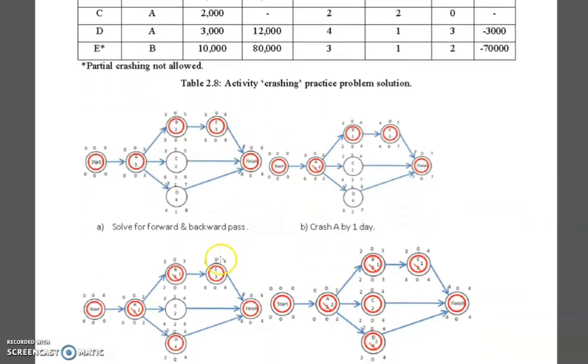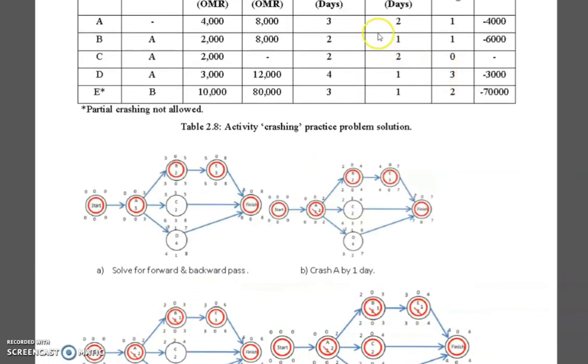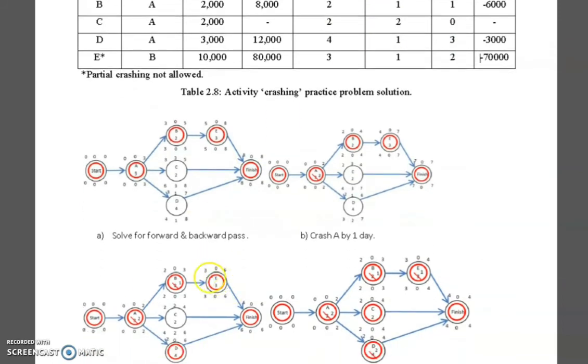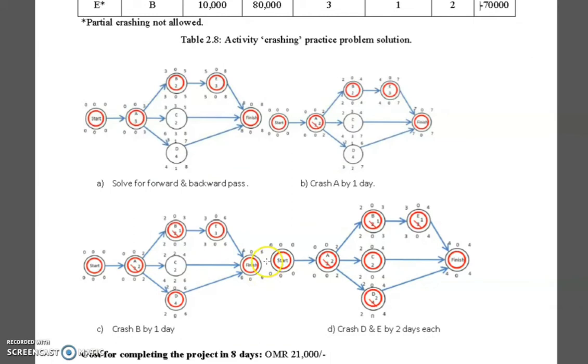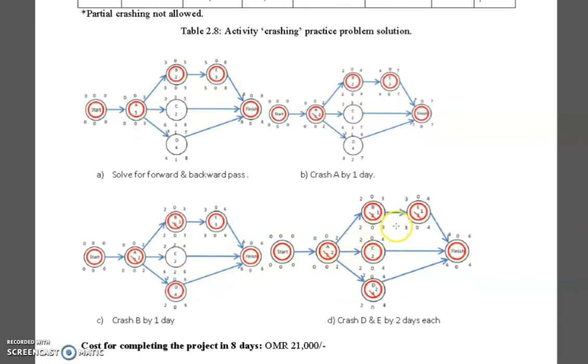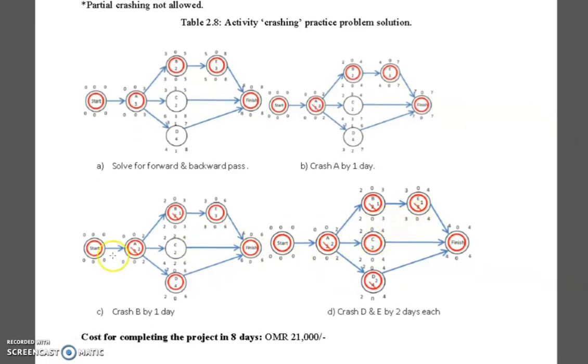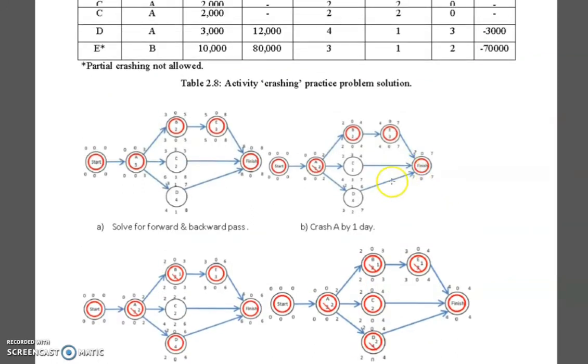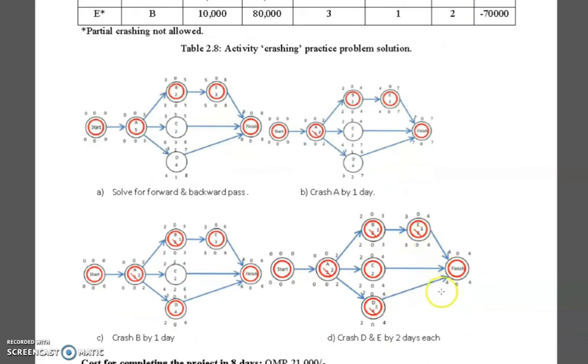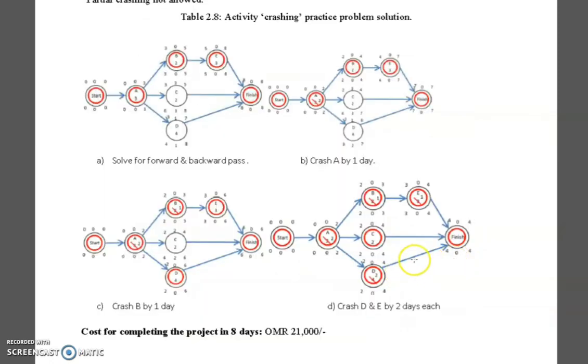So let's crash the other activity. The next activity on the same path, which is the critical path, is B. B could go from 2 to 1. Then by forward pass, the project will be 6 days. Then we want to crash activity E. Because now we have two critical paths, we can crash this one and this one at the same time, crashing D and E by 2 days. So E will be 1 day and D will be 2 days. So the crashing duration will be 4 days. Can we crash more than that? No, we cannot crash more than that.